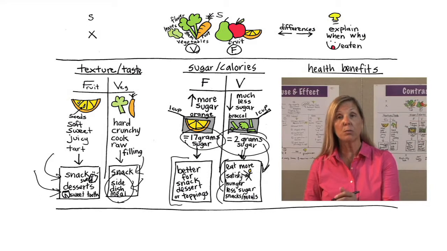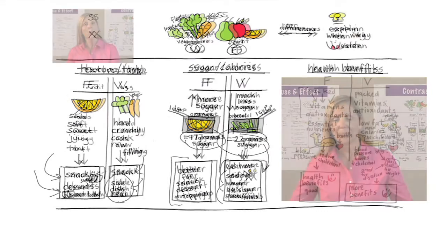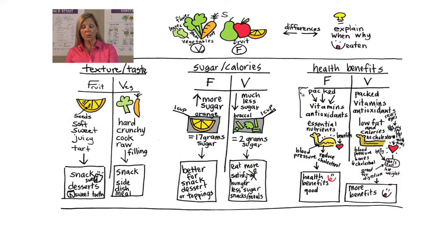Let's see the differences between fruit and vegetables when it comes to health benefits and the effects in when and why we would eat them. When we looked at the fruit, we had learned that fruit is packed with vitamins, antioxidants, and essential nutrients. They help blood pressure, reduce cholesterol, they benefit the heart. So what's the effect of that? The health benefits are good. This is a very good food for you to eat.